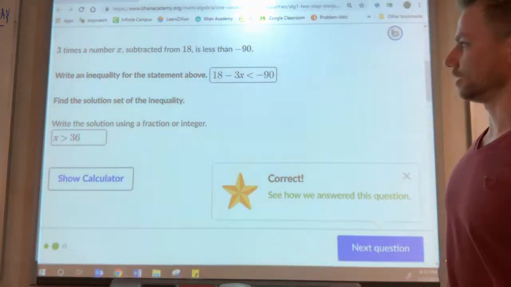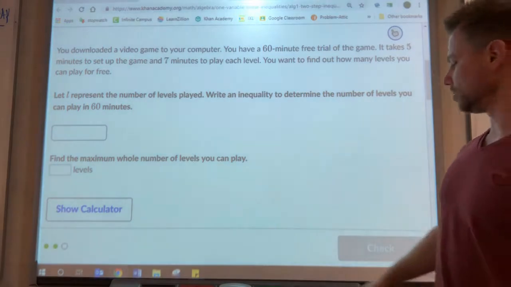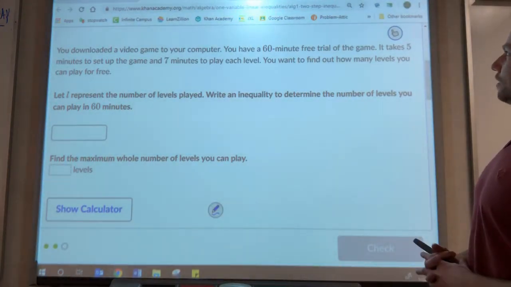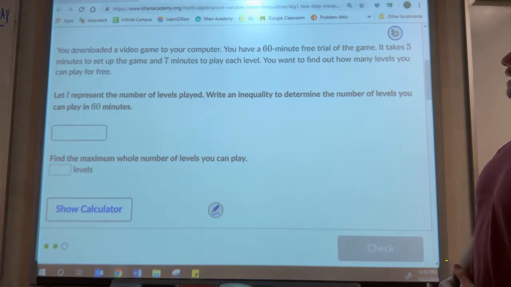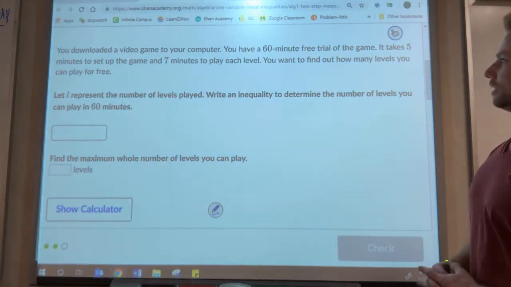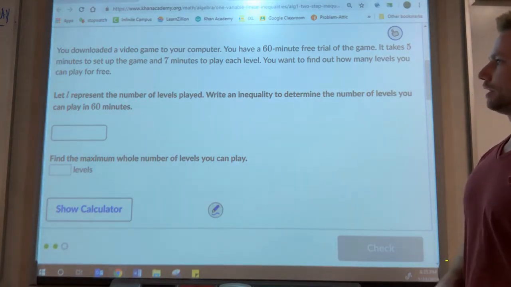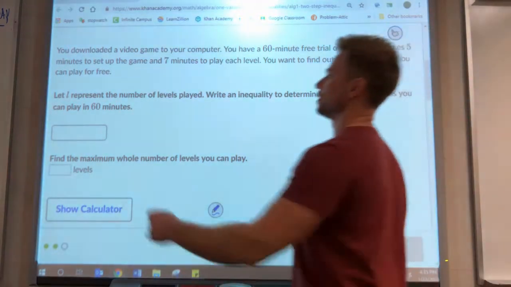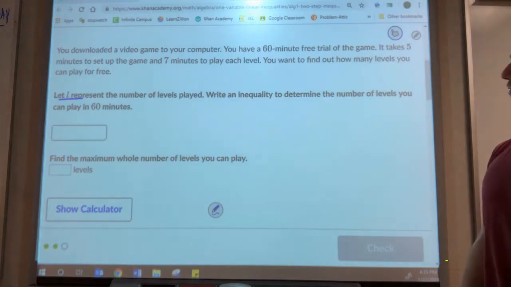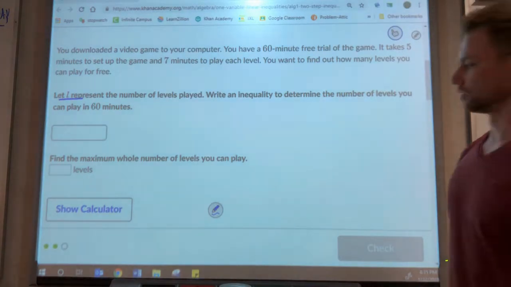equation and your inequality. Okay, you downloaded a video game to put on your computer. You have a 60-minute free trial of the game. It takes 5 minutes to set the game up and 7 minutes to play each level. You want to find out how many levels you can play for free. Let L represent the number of levels. Write an inequality to determine the number of levels you can play in 60 minutes.